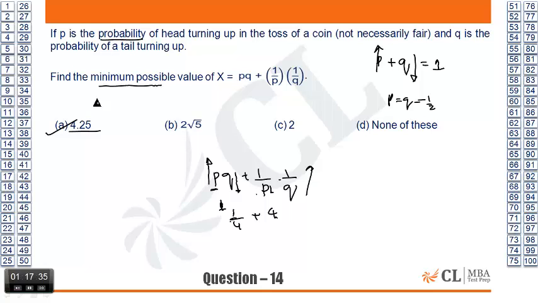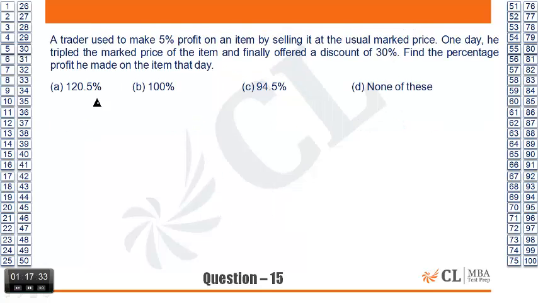Normally when things are equal, magic happens. Let's just mark it. This is 5% profit, market price, one day increases 30%, all percent. So I think we can keep it simple. A trader makes 5% profit on an item by selling it at the usual market price.